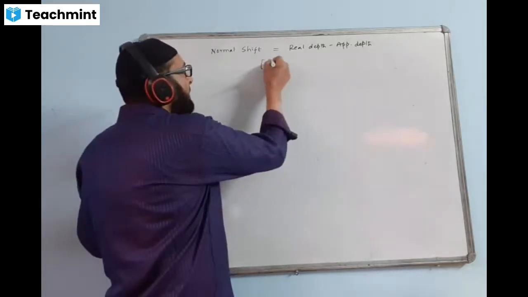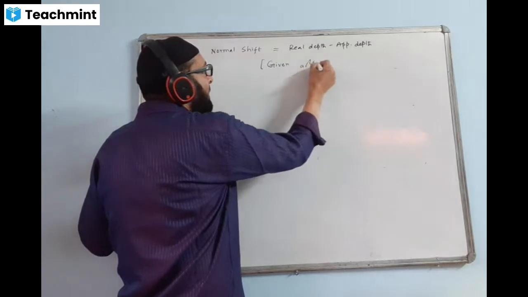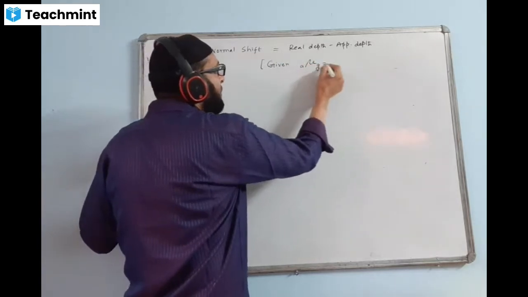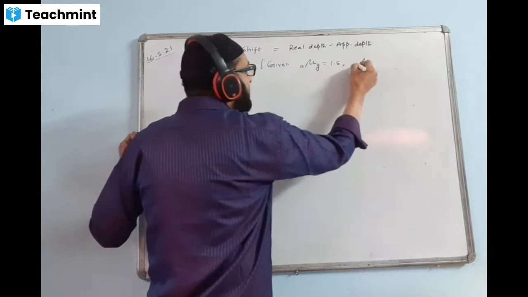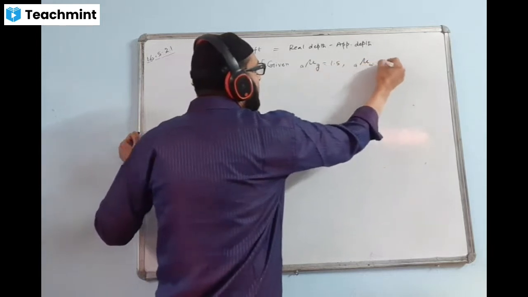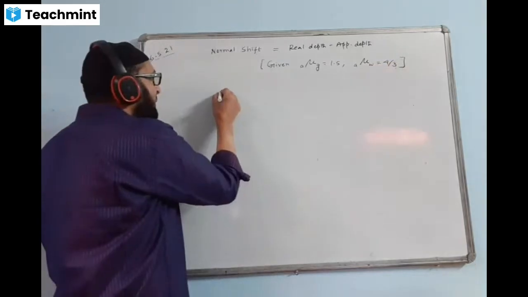Okay, now right below that, given: the refractive index with respect to air to glass is given as 1.5. The refractive index from air to water is given as 4/3. These are the values given, and a figure is given.